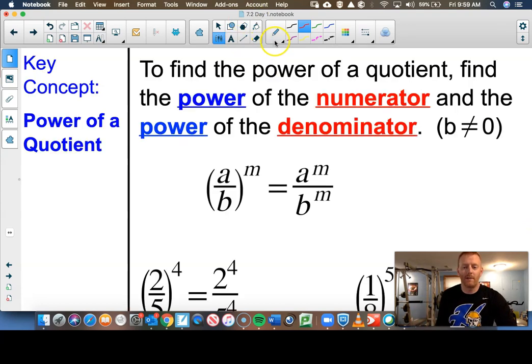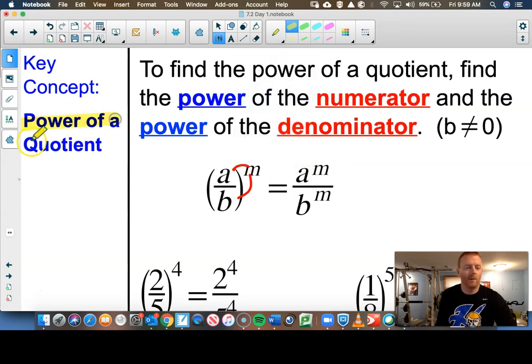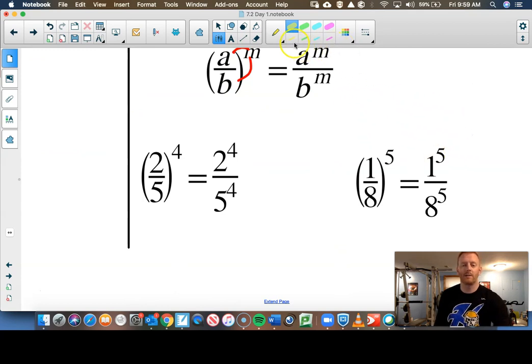Next rule we have is if we have a division problem or a fraction that's to a power, both pieces or all pieces of the fraction get that power. So again, that's another rule for us, a power of a quotient. If you have a fraction that is being given to some sort of an exponent, all pieces get it. So here's more examples of how that looks.